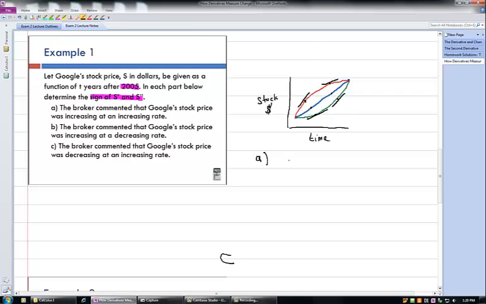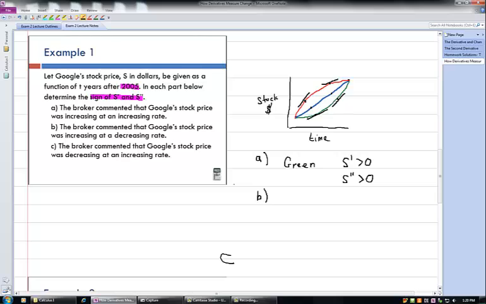So the answer for this one would be the green. And I know that S prime, since it's increasing, is bigger than 0. And S double prime, again, look at the green. S double prime is concave up, so a positive idea goes with a positive quantity, so S double prime must also be bigger than 0.